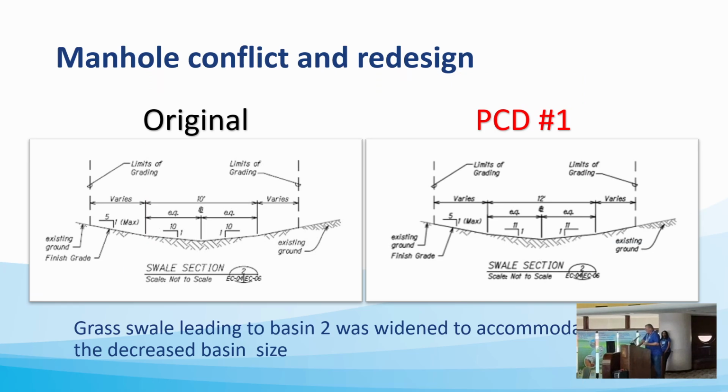The grass swale leading to Basin 2 was widened to accommodate the decreased basin size, adding 2 feet of width to help regain the loss of treatment provided by the original basin.